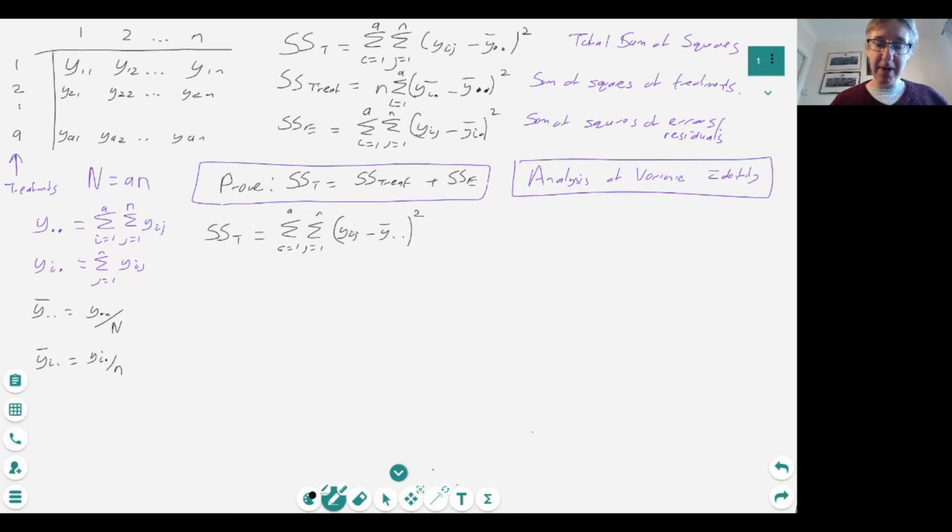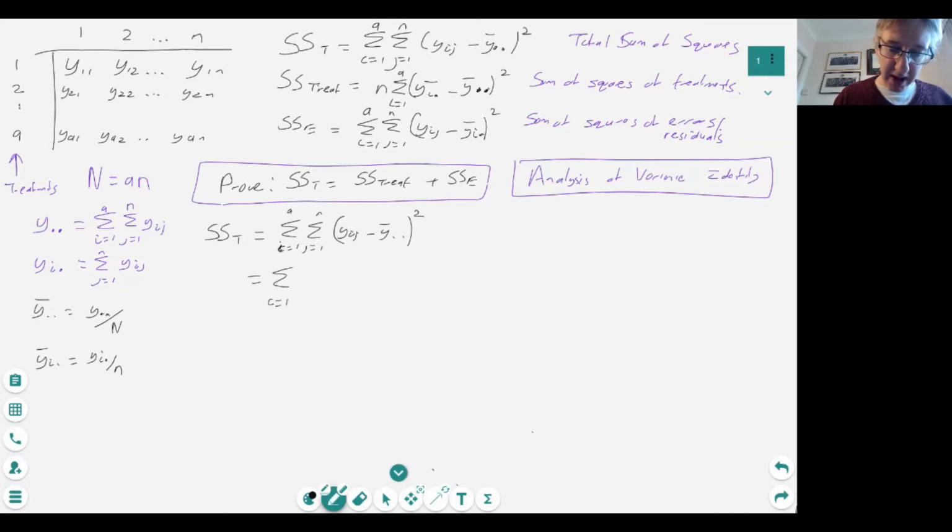So the total sum of squares is really each response taking away the global mean y bar dot dot and squaring it and adding it up. So I take away the global mean from this and square it. I take away the global mean from this and square it and add all those quantities up.